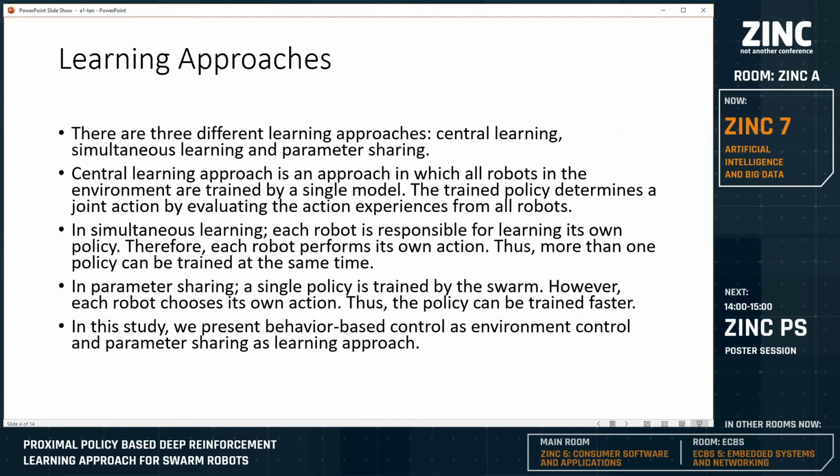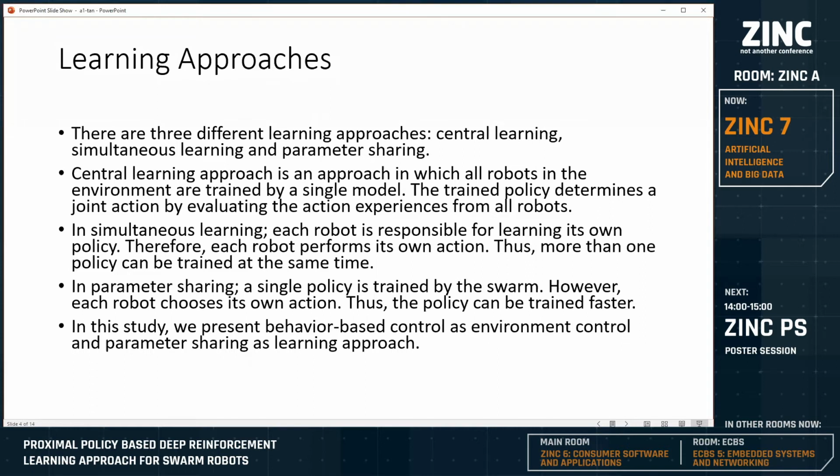Now, we can say about learning approach. There are three different learning approaches in literature. One of these is central learning, another is simultaneous learning, and the third one is parameter sharing. Central learning approach is an approach in which all robots in the environment are trained by a single model. The trained policy determines a joint action by evaluating the action experience from all robots.